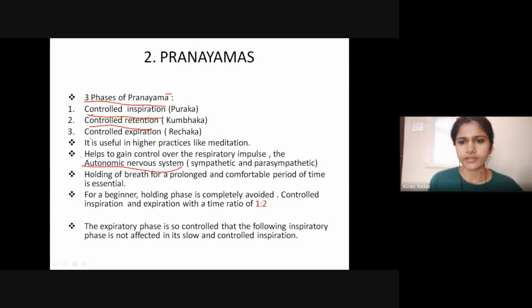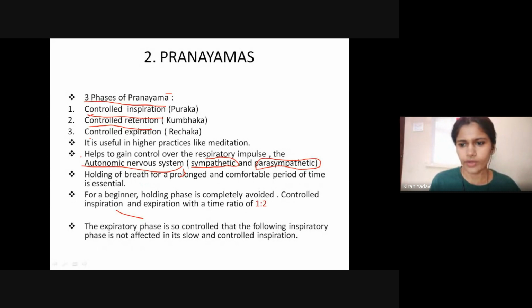So the practice of pranayama helps us to gain control over the autonomic nervous system, which controls all the involuntary functions in our body, like beating of heart and breathing, digestion, relaxation. So all these are the functions of the autonomic nervous system. Sympathetic and parasympathetic are the parts of the autonomic nervous system. Sympathetic involves all the fight and flight functions, and parasympathetic does relaxation. It is activated when we are relaxing.